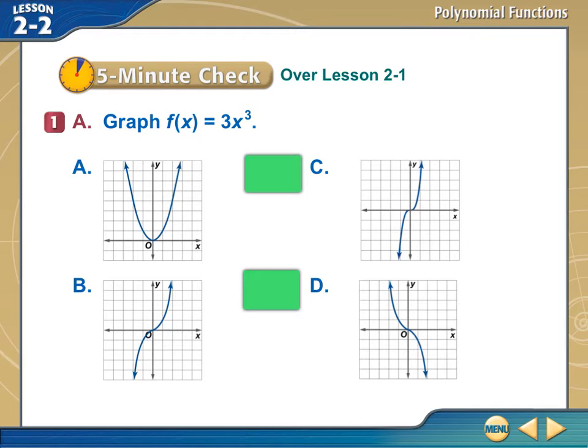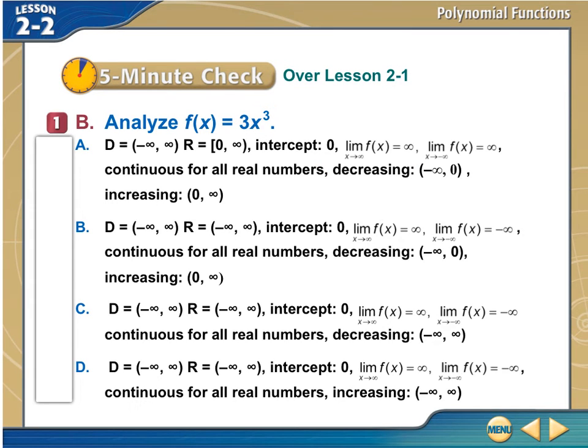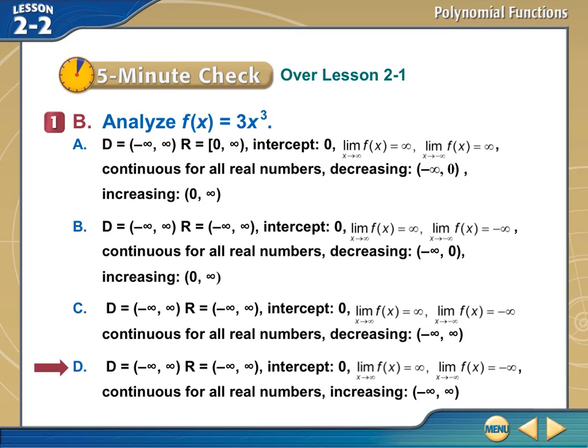Hit pause and figure out which one is the graph of 3x to the third power. Hopefully you pick C. Hit pause on your second review question and analyze f of x equals 3x to the third power and see which one of these choices you will make. Hopefully you picked D.